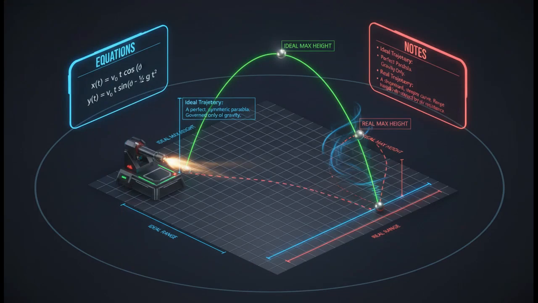Of course, in the real world, we have air resistance. So how does that change things? Well, our ideal trajectory is a perfect, beautiful, symmetrical parabola. But air resistance acts like a drag force, a constant brake, slowing the projectile down. This means the actual trajectory is shorter and tends to be a bit steeper on the way down. Both the maximal height and the range are going to be reduced compared to our ideal calculations.